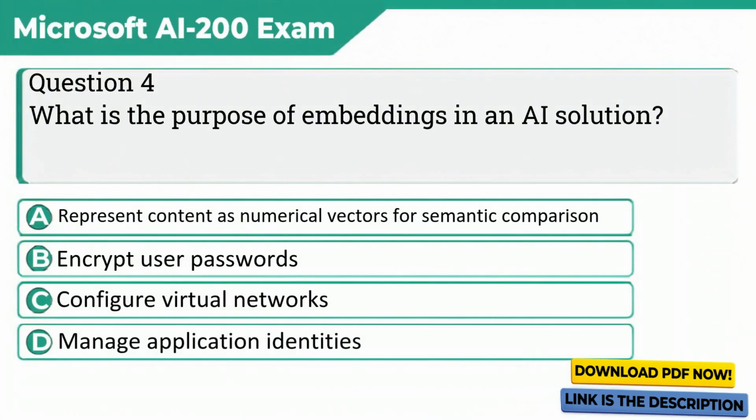Question 4. What is the purpose of embeddings in an AI solution? A. Represent content as numerical vectors for semantic comparison. B. Encrypt user passwords. C. Configure virtual networks. D. Manage application identities.